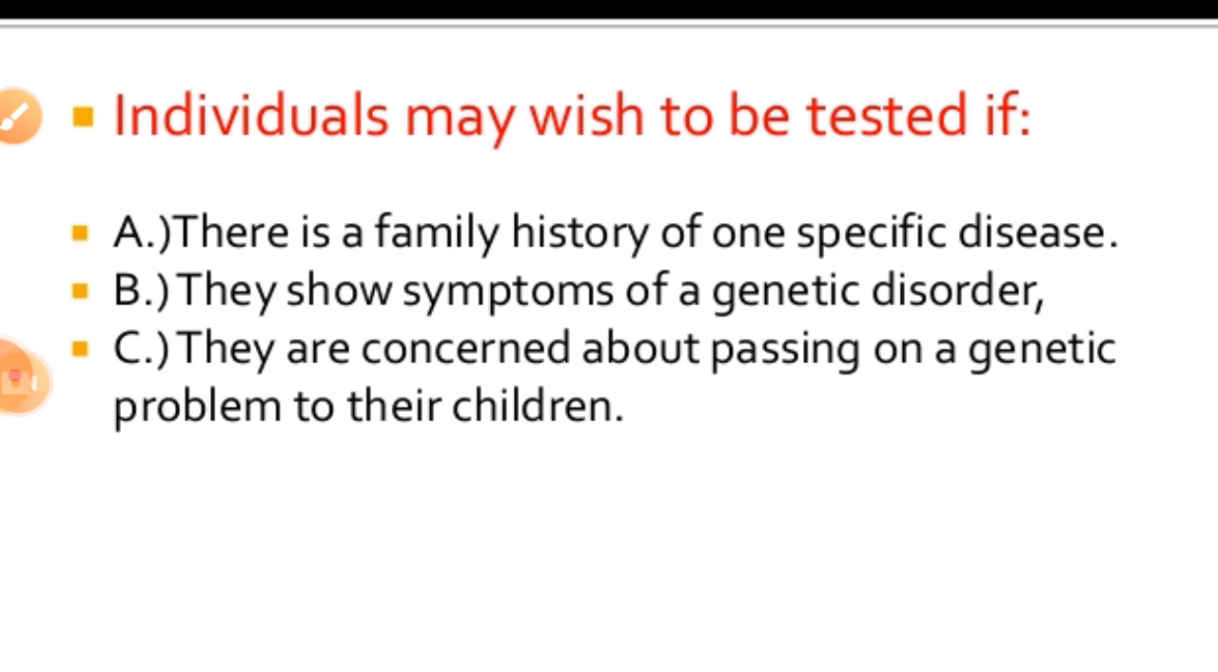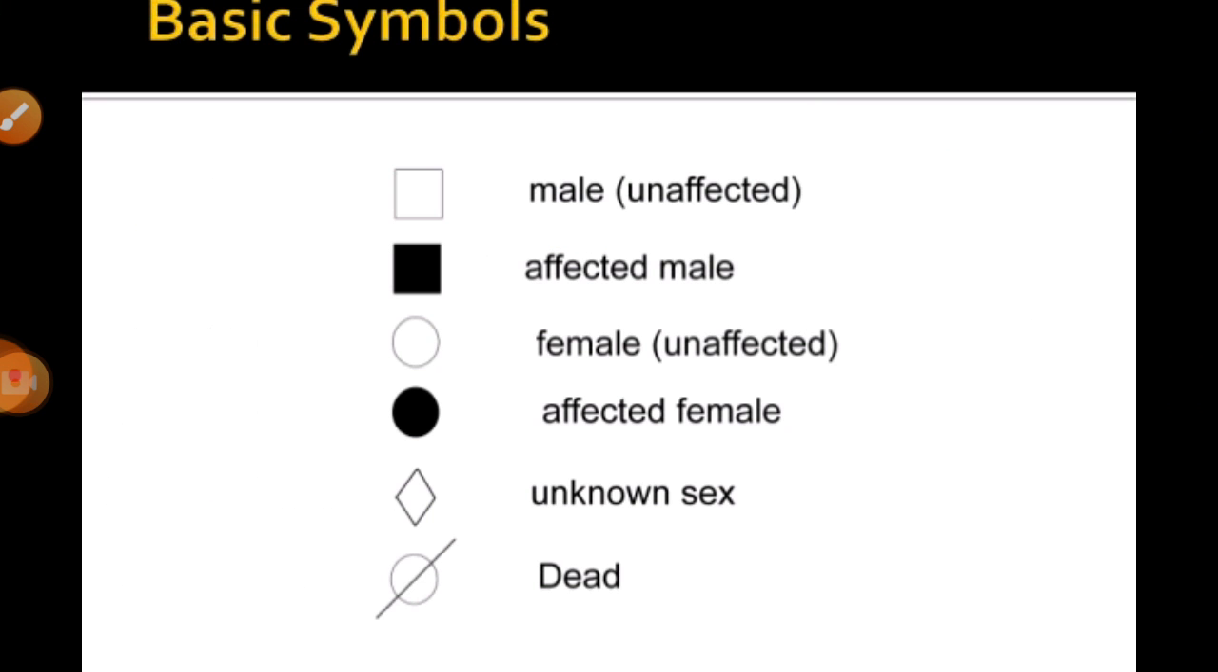So we can say individuals may wish to be tested if there is a family history of one specific disease. With the help of this pedigree we can analyze all these things, right? If there is a family history of one specific disease, they show the symptoms of genetic disorders, or they are concerned about passing a genetic problem to their children, right?